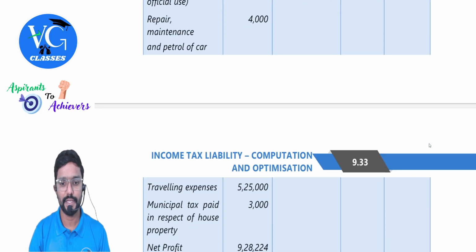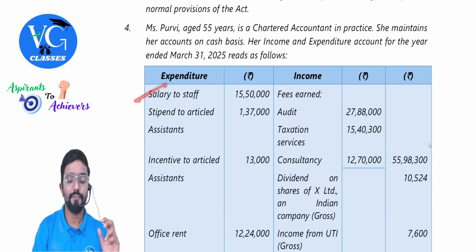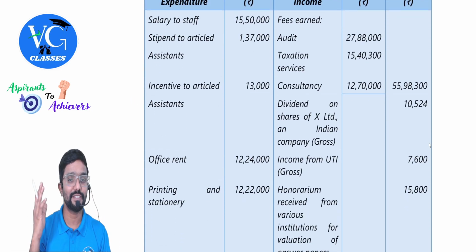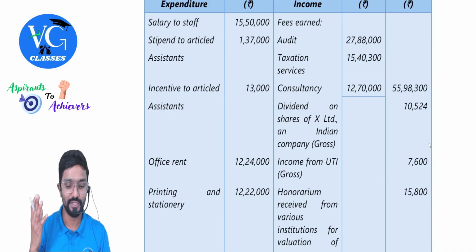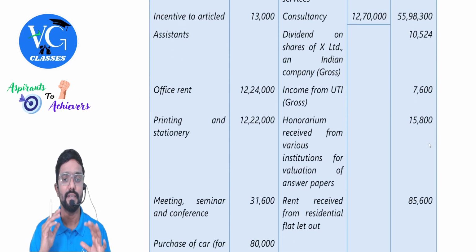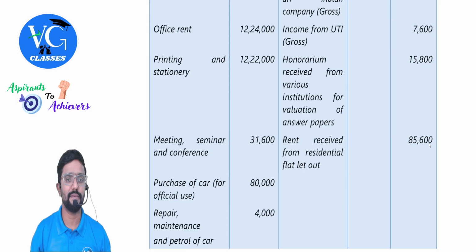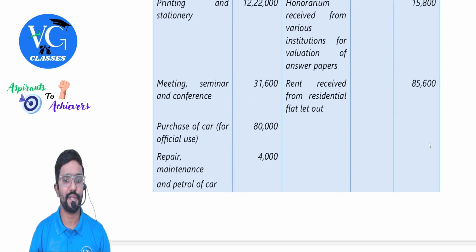Okay, sure. Then that's all, no? Credit side. Yes. Debit side. Salary to staff, stipend to article assistant. Salary for staff, stipend. There is a huge difference. Incentives to article assistants, 13,000. Office rent, 12,24,000. Printing and stationery, amounts I will not read, only items I will read. Printing and stationery, meeting, seminar and conference.